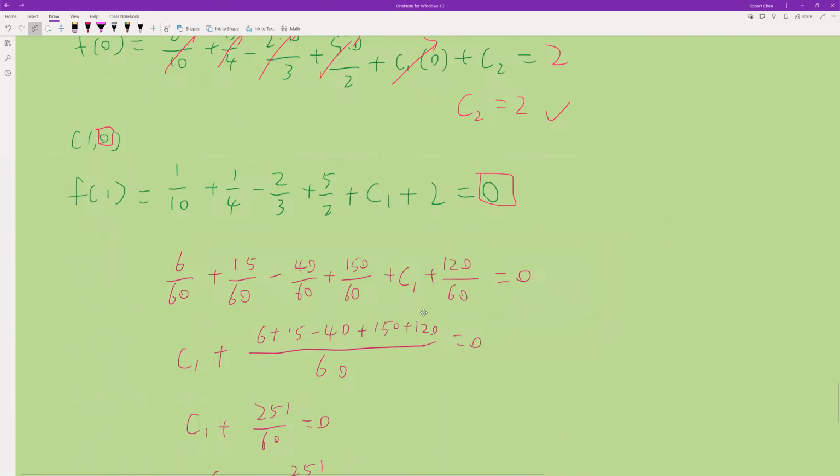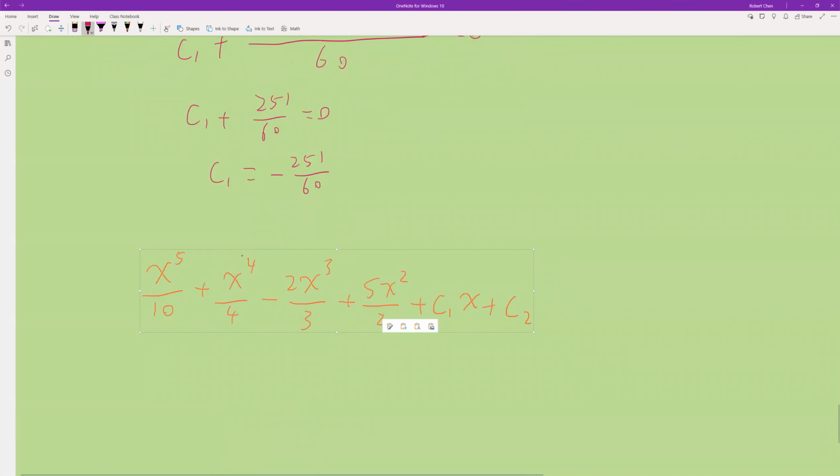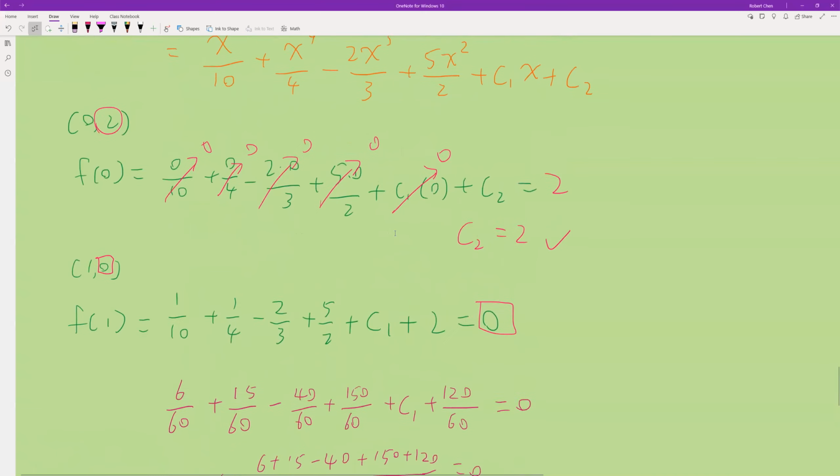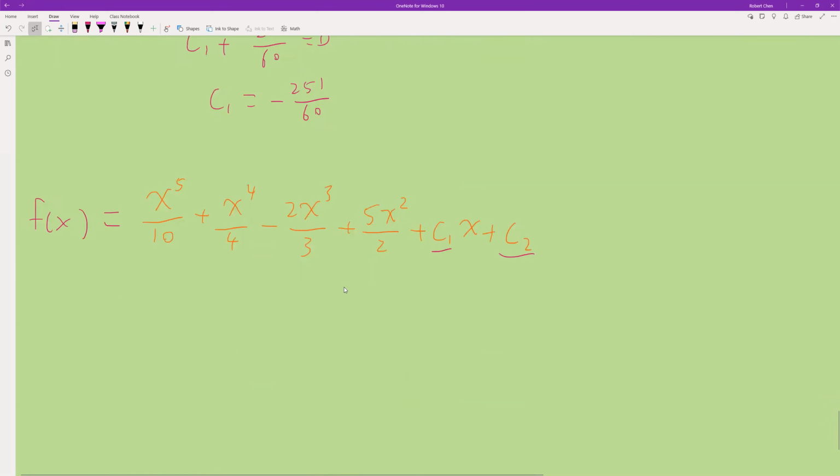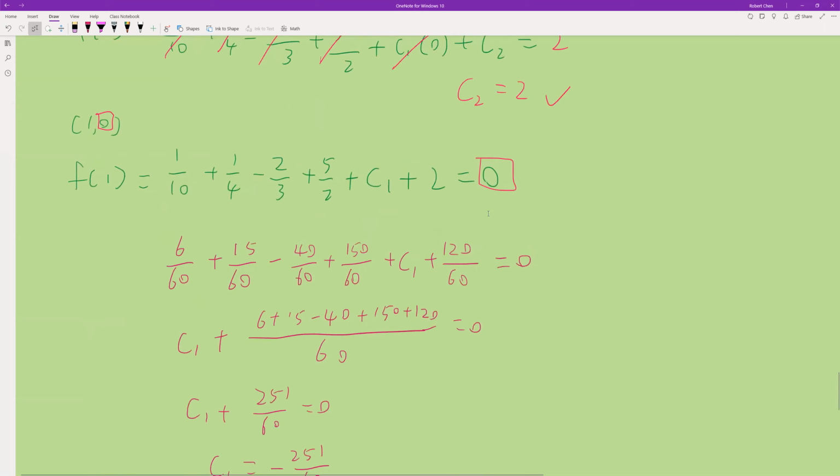All right, now we can just take the function that we had, which is this part, f of x, right? That's f of x is equal to that. And then we are just going to replace c1 and c2 with the two values that we found in the previous two steps, right? c2 is 2 and c1 is negative 251 over 60, right? So our function will look like this: x to the 5th over 10 plus x to the 4th over 4 minus 2x cubed over 3 plus 5x squared over 2, c1, that's minus 251 over 60 x, plus c2, which is 2.